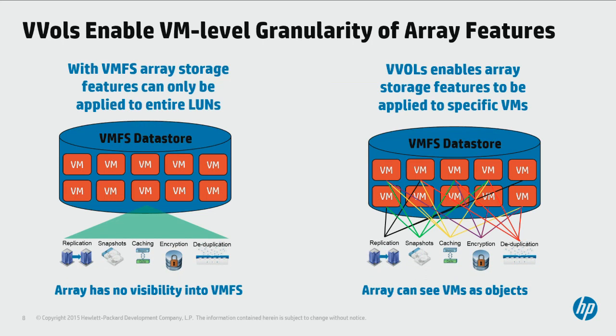So if you look at the comparison of VMFS compared to VVols applying array features, with VMFS, things like replication or snapshot, if I wanted to do that, I had to take it on the entire volume. So all my virtual machines, whether I wanted them snapshotted or not, were all included in that snapshot. Things like replication: if I want to replicate the whole volume, I can, but if I only want to replicate certain virtual machines, I can't really get that granularity. With VVols now, I can pick and choose. I can apply those features only to the virtual machines that actually need them.